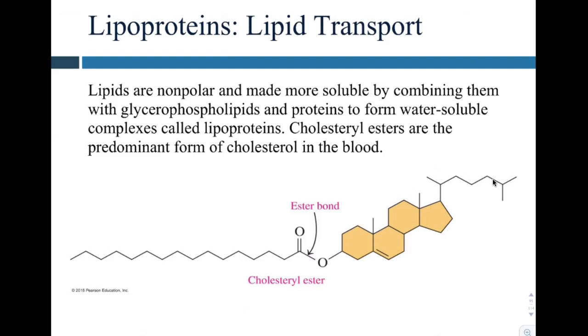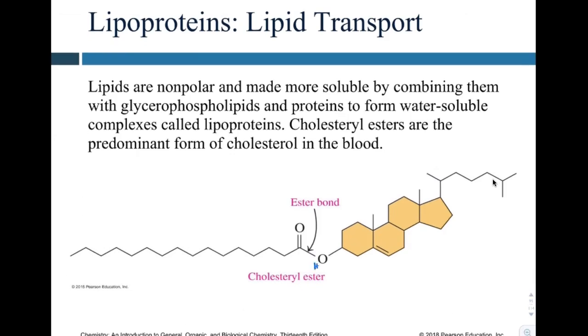So this is a cholesterol ester. Cholesterol has an alcohol group hanging off the end. I can form an ester bond with that alcohol on the end of the cholesterol, and I can make a cholesterol ester. They are how cholesterol is typically in our blood.